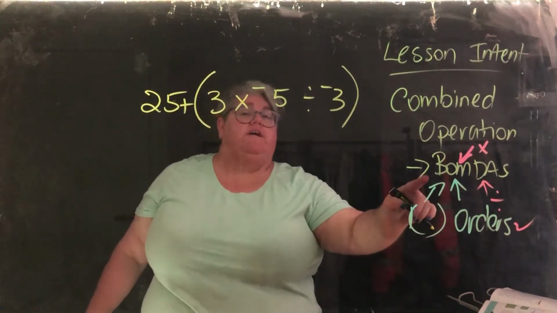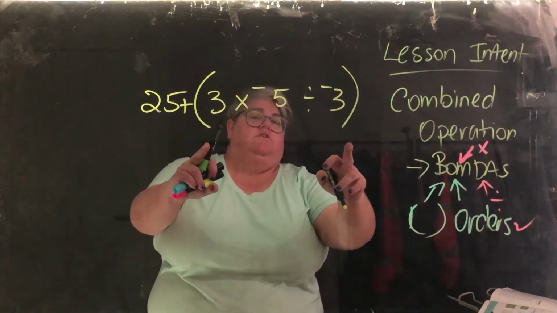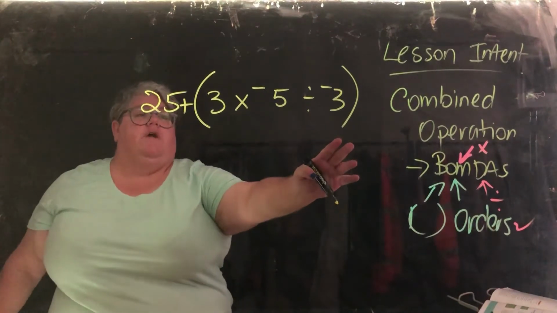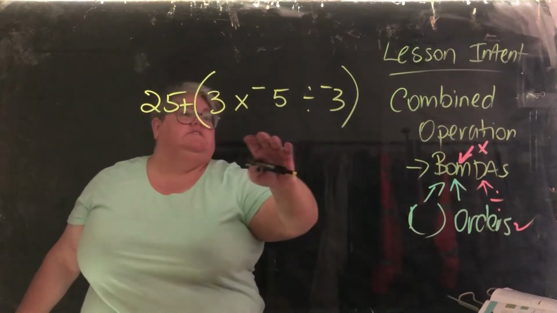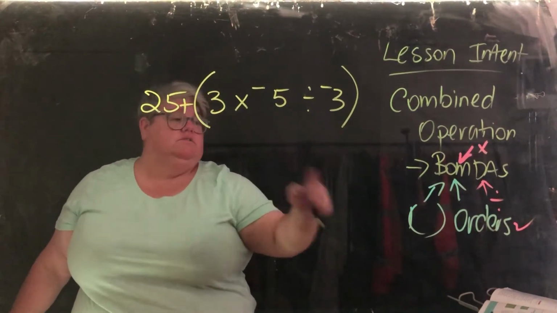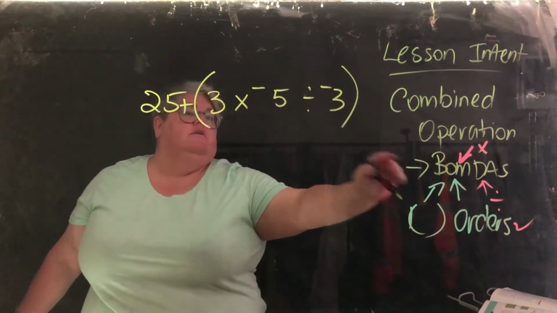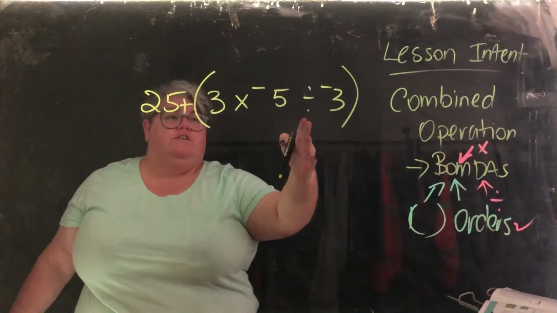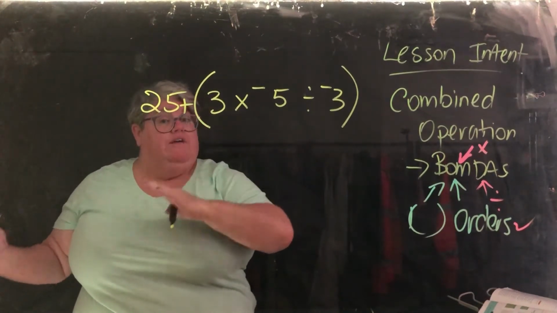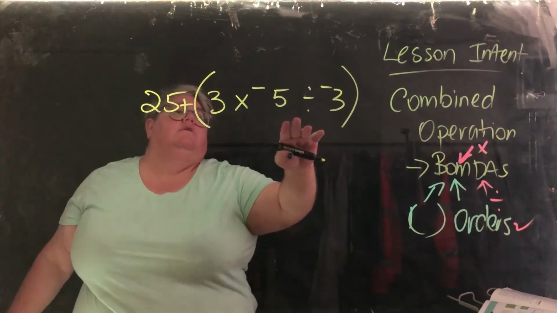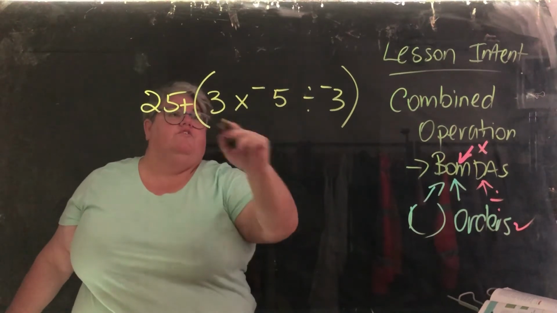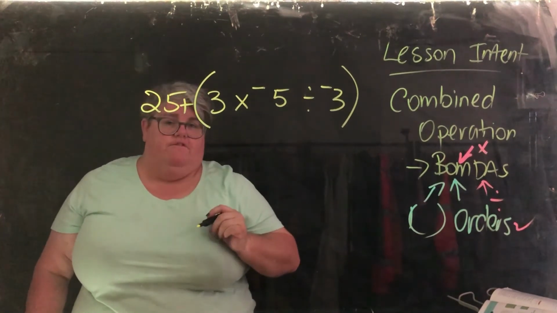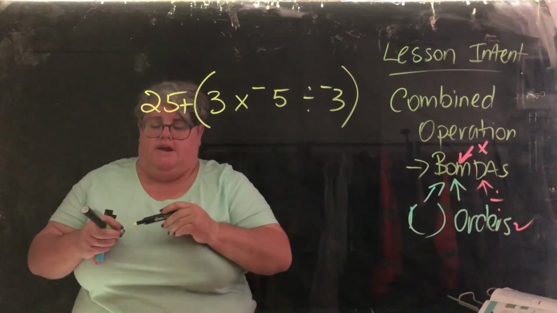Remember, follow our operations, our brackets. You can't move on until you've gotten rid of your brackets. Your orders. In this case, we don't have any orders, so we don't have to worry about that. Are we going to do multiplication first or addition or a division? Remember, we work left to right. Once you've solved this part, then you can just add it to 25. Have a go, and let's talk about it in class.